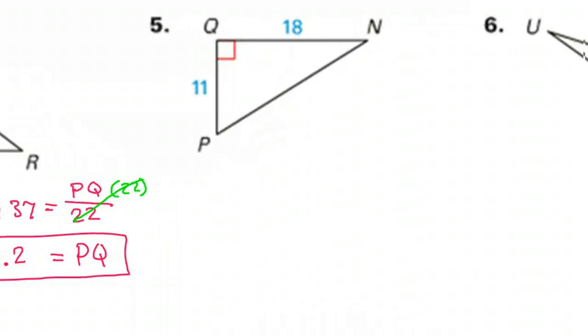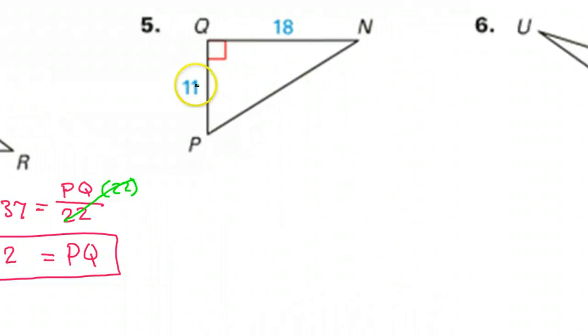Alright, so let's move on to number 5. Again, we're given 3 pieces and we're looking for 3 pieces. We're given 2 sides and an angle. We need to find 2 angles and a side. Let's see. I'm going to go after angle P first. The order doesn't really matter, but I'm going to try to find angle P first.